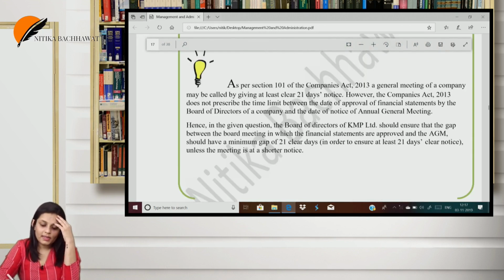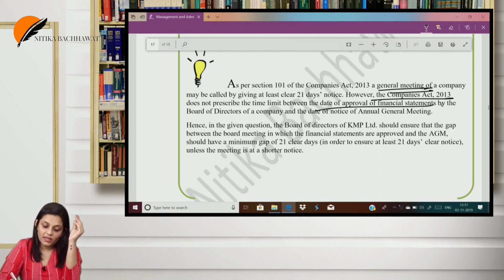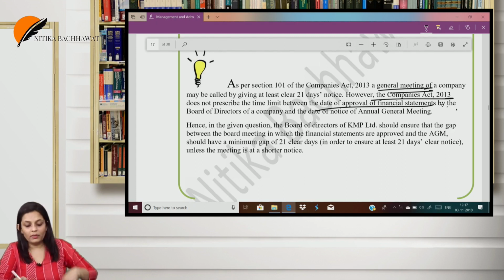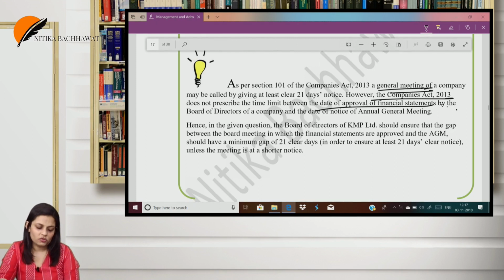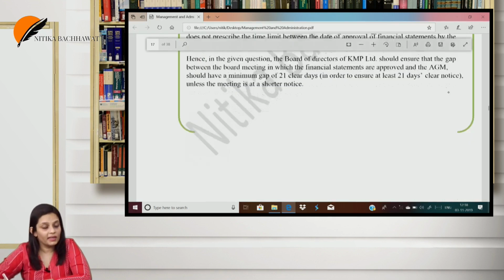Now the thing is that the Companies Act gives us the time for the notice of a general meeting, but no time has been given between the date of approval and the date of the notice of the annual general meeting. So the whole point is that we don't have any time limit for this, but yes, if the notice is sent for the meeting, it should be at least 21 clear days before the meeting.